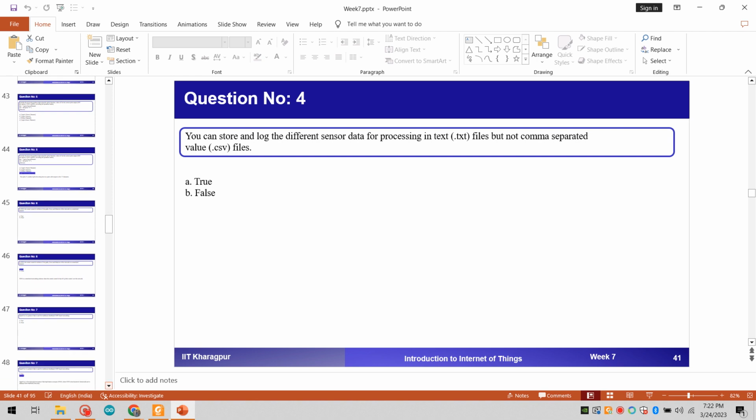So this statement is false because you can store or log the different sensor data in either your text file or in your CSV files. It's not required that you store your data only in text files. You can store in your text file also and in your CSV files also.